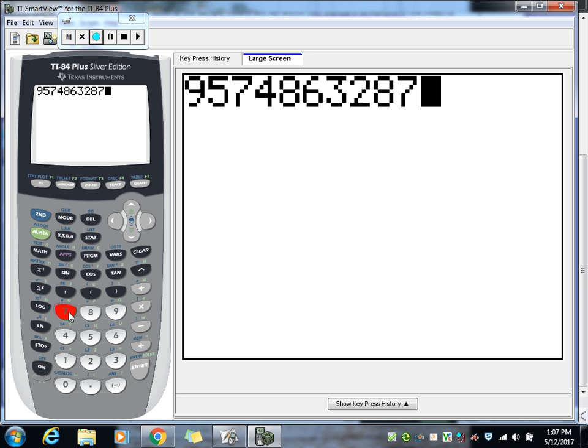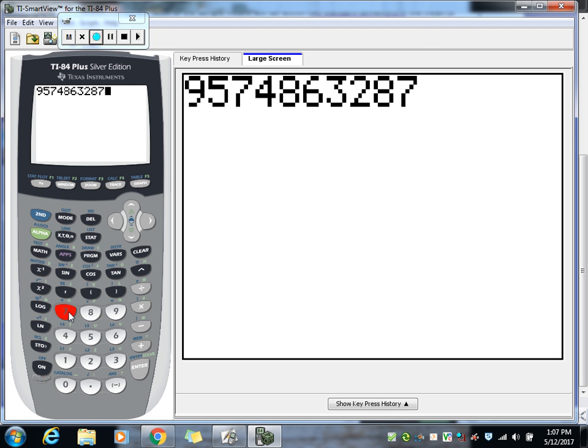So just pick any random 10-digit number. If you can't think of one, then you're welcome to type your cell phone number in if you really want to. If you want to type your social security number in, that's fine.